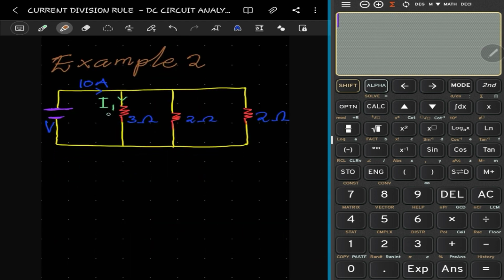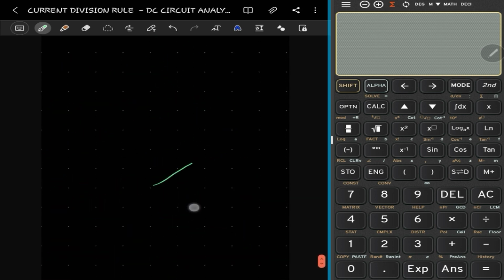Here, looking at how it is, our interest is just to find the I1, right? Then we know that the current division formula only considers 2 resistors at a time. Let's look at this.